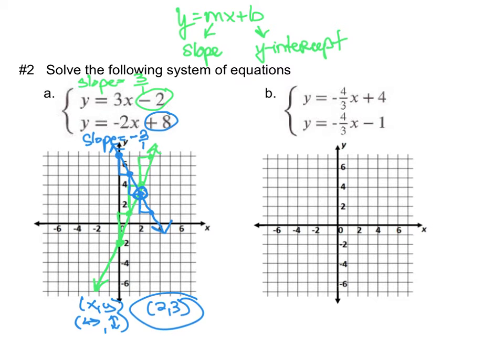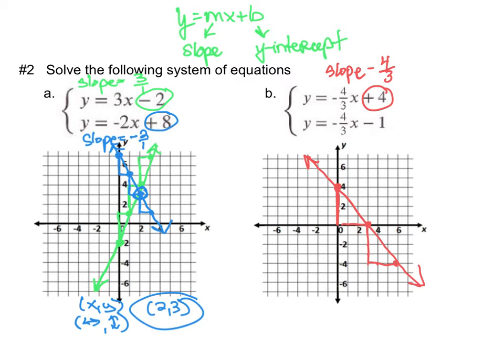So we can do the same thing with our second one. So let's look at the top equation. So our slope is negative 4 over 3. Y-intercept is positive 4. I'm going to go up to 4, and I need to go down the hill 4, 3. So I'm going to go 1, 2, 3, 4. So 4, 3, 4, 3. Notice how we connect these together.